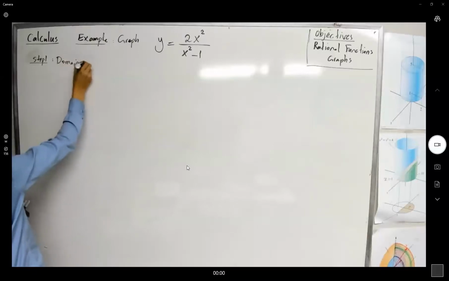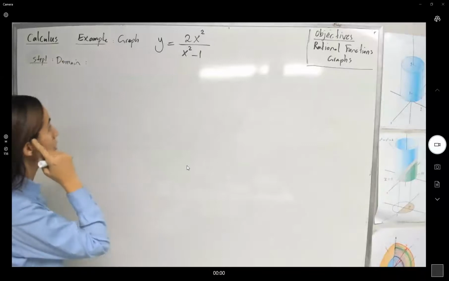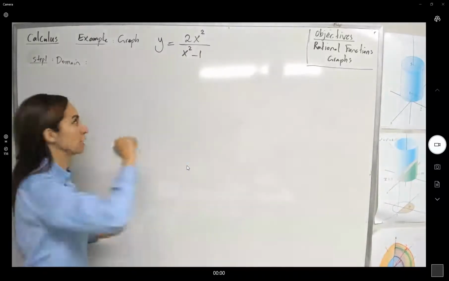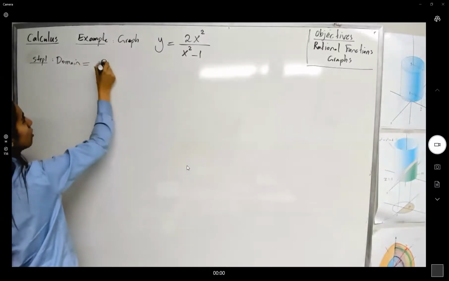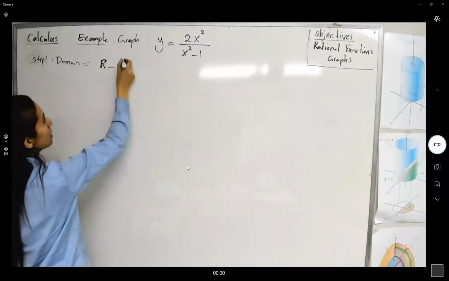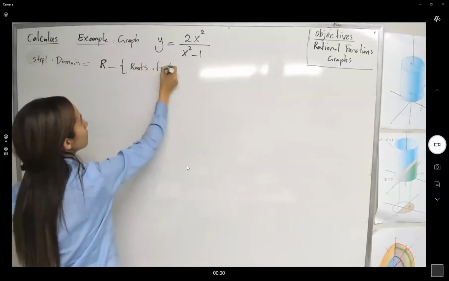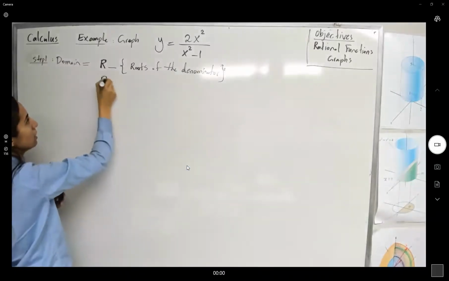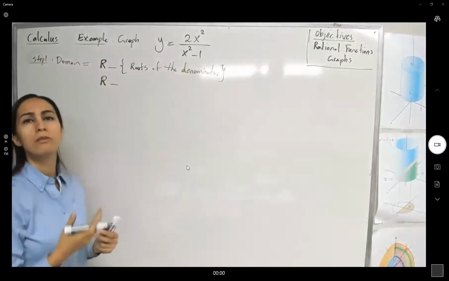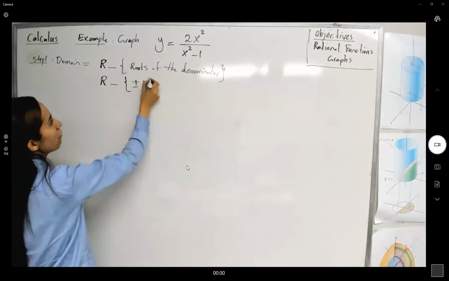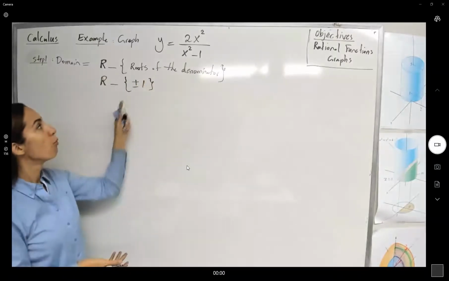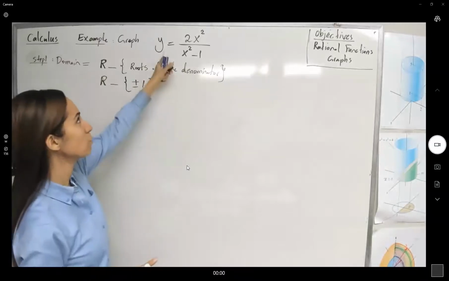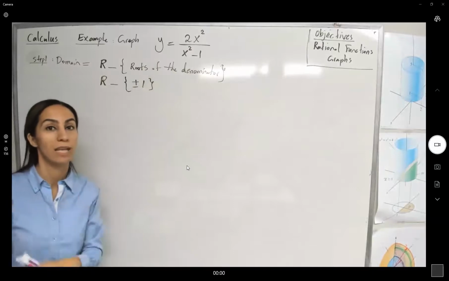what is the domain? How do we find the domain of the rational function? The domain of a rational function is R minus the roots of the denominator. Domain is equal to R, all real numbers, minus the set of roots of the denominator. So it is R minus, what are the roots of the denominator? Plus minus 1. We accept every real number except for 1 and negative 1. Why is that? If you plug in 1 and negative 1, you're going to end up with y equals a number divided by 0. You're going to end up with asymptotes.